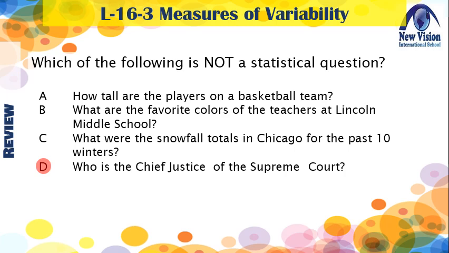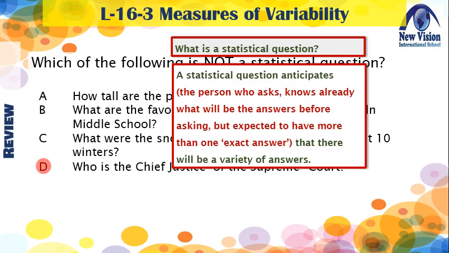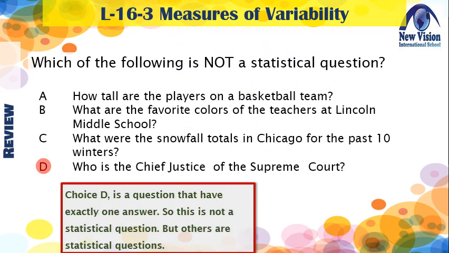Very good. The correct answer is option D, who is the Chief Justice of the Supreme Court. Let's check why. What is a statistical question? Great. A statistical question anticipates, the person who asks knows already what the answers will be like before asking, but expects more than one exact answer, that there will be a variety of answers. Choice D is a question that has exactly one answer. So this is not a statistical question. But the other questions, where we expect to get a variety of answers, are statistical questions. Clear? Great.